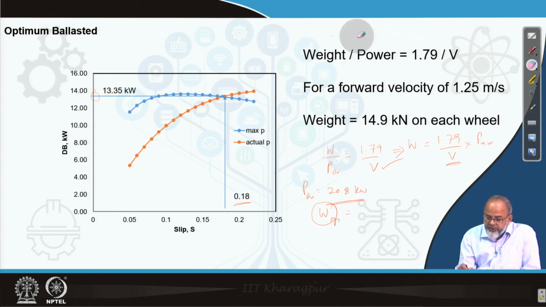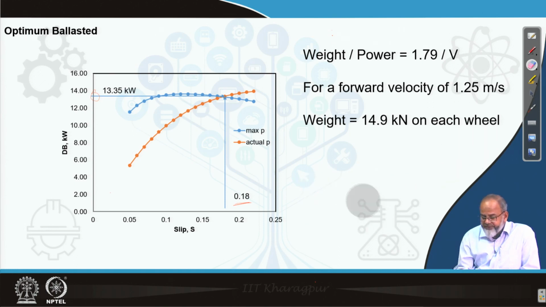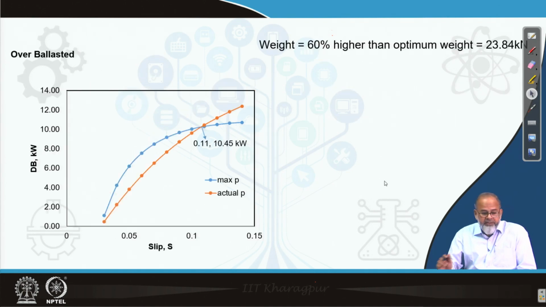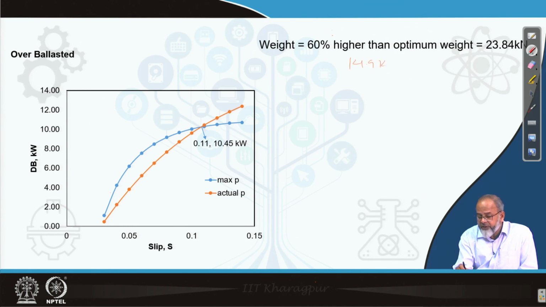Now, I will show you what happens if I increase the weight or reduce the weight. Both conditions I am going to check now. The weight required is 14.9 kilonewton. Now I will increase the weight by 60%. Initially the optimum loading condition was 14.9 kilonewton, and now having increased it by 60%, it becomes 23.84 kilonewton.